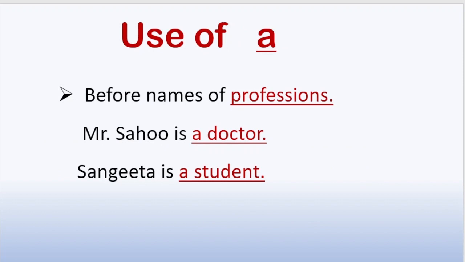Okay. Next, we can use the article a before names of professions. For example, Mr. Sahu is a doctor. Doctor is a profession. Doctor, teacher, farmer, they are professions. So, Mr. Sahu is a doctor. Article a has been used before the word doctor. Similarly, Sangeeta is a student. Student is also a profession. That's why here we have used the article a before it. We can say a farmer, a teacher, a plumber, a thief, etc.